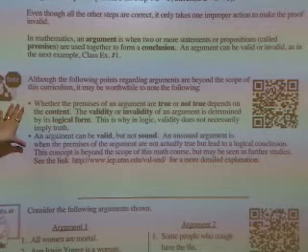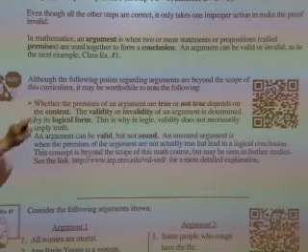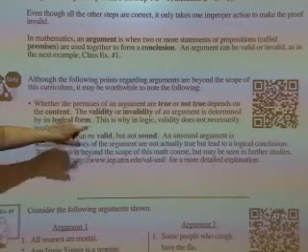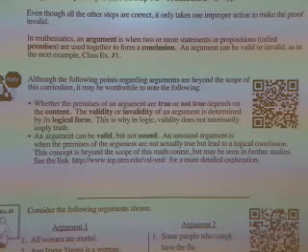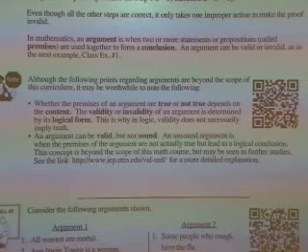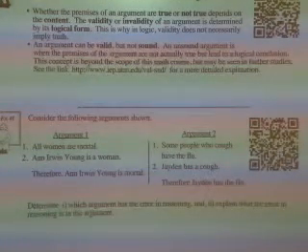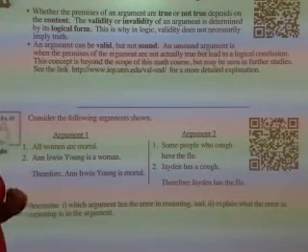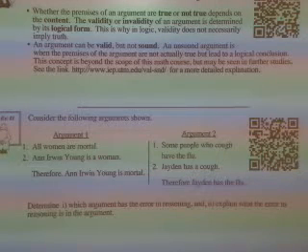There's a couple of notes here. Whether the premises of an argument are true or not depends on the content. The validity or invalidity of an argument is determined only by its logical form. So validity does not necessarily imply truth. An argument can be valid but not sound. An unsound argument is when the premises of the argument are not true, but it leads to a logical conclusion.